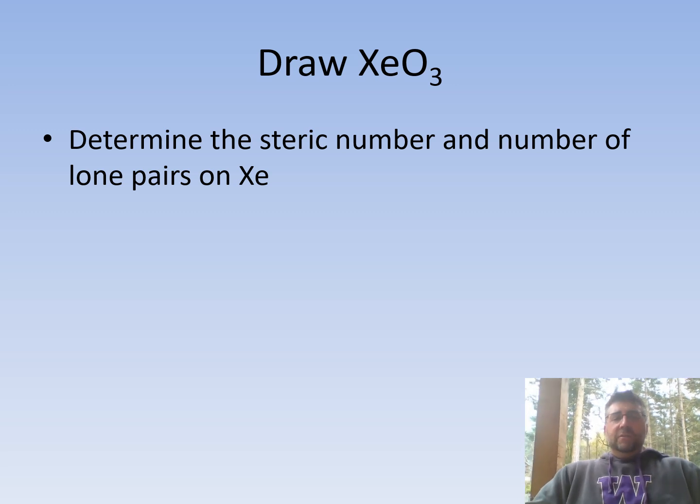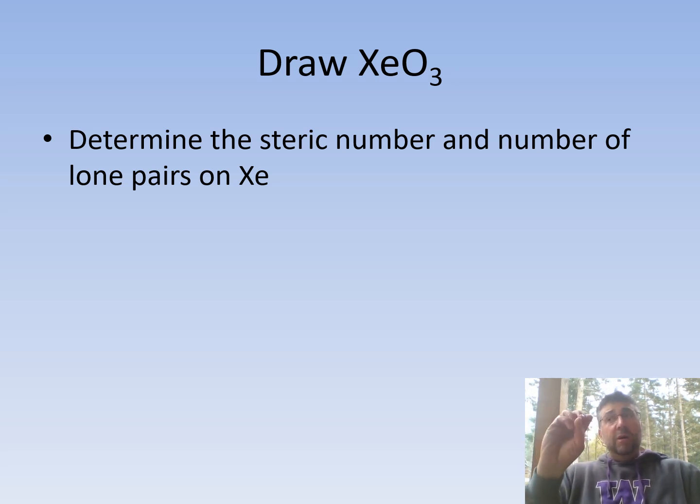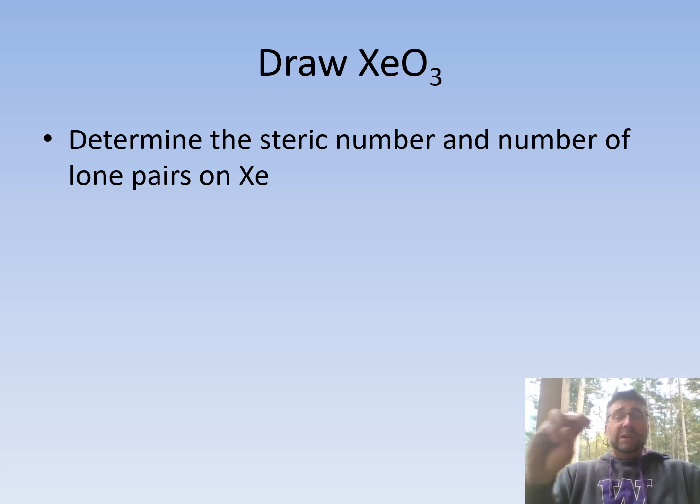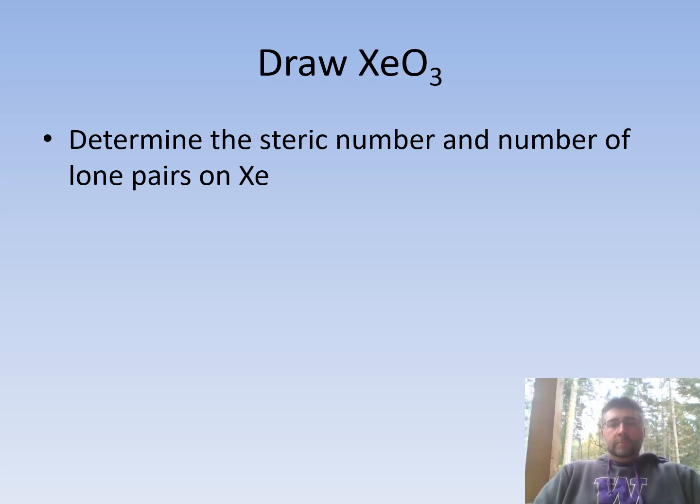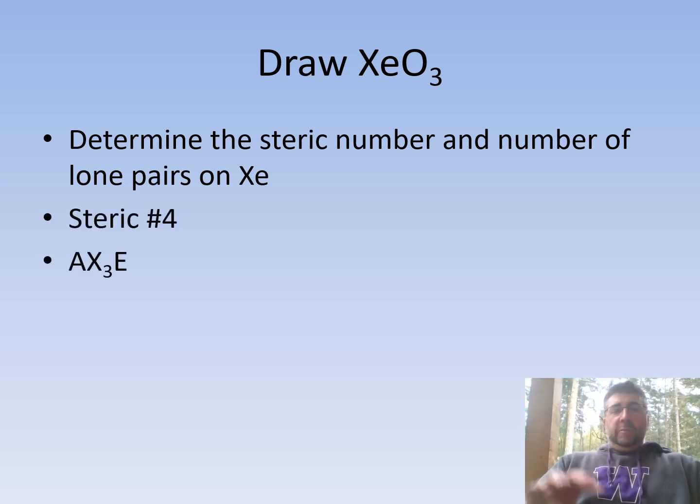All right. Determine what the steric number and number of lone pairs are on this molecule, xenon trioxide. If you can do this, you can do anything. So xenon has 8 valence electrons, 4 lone pairs. 3 oxygens are coming on, and we know that each oxygen wants to get 2 bonds. So essentially, each oxygen is going to use up each of the lone pairs. So we're going to end up with things going in 3 directions in space plus a lone pair left over. So it's going to be steric number 4, AX3E.